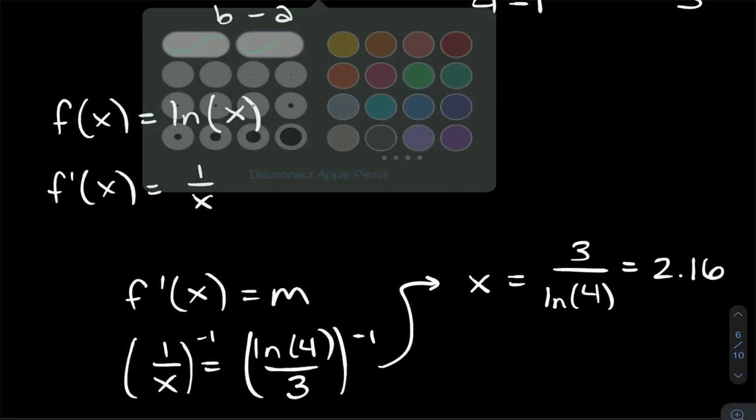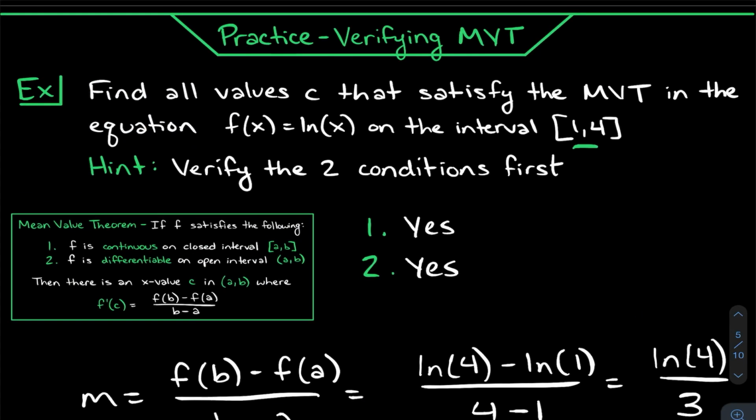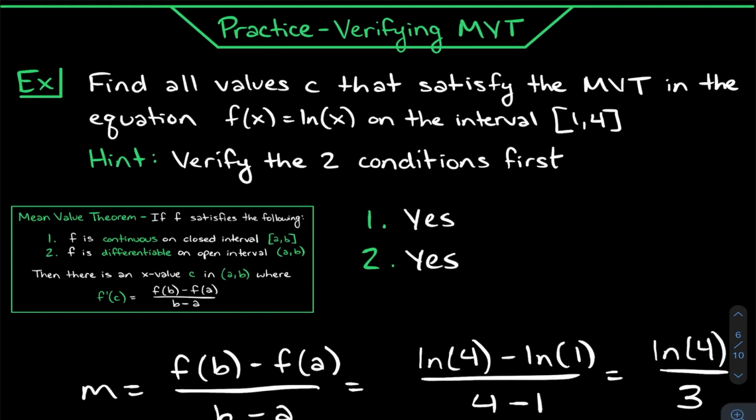Okay, you get x equals 2.16. Now, is 2.16 on our interval? Yes, it is. And so that's great, right? Mean value theorem is completely verified here. Everything works for this problem. And so that's it.